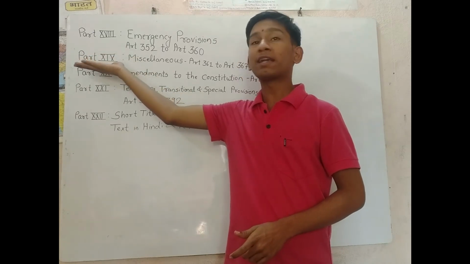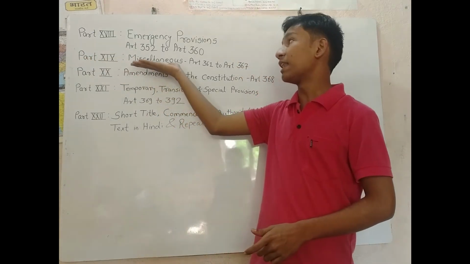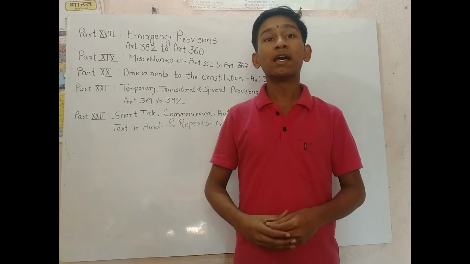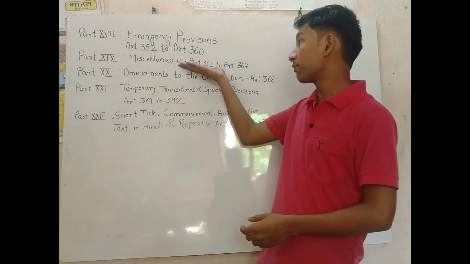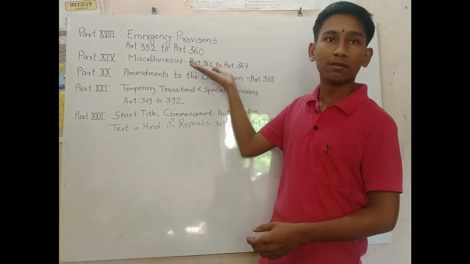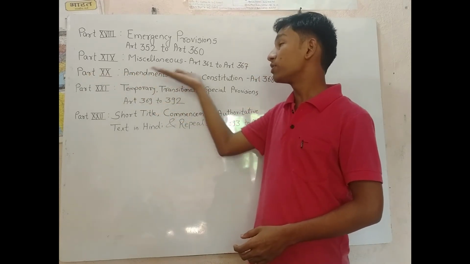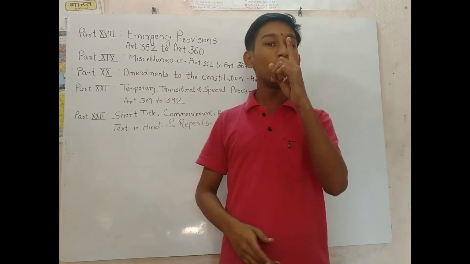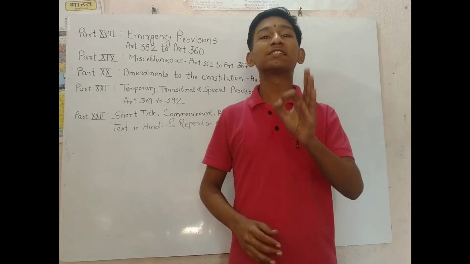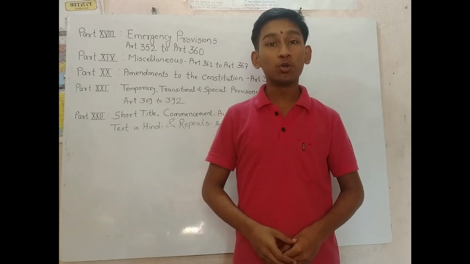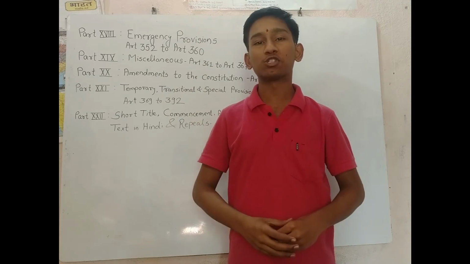Next, it's the Part 19th regarding the miscellaneous. All the miscellaneous articles are mentioned here in Article 361 to Article 367. Part 20 comes regarding the amendments to the Constitution. Only one article, Article 368, which has the power to change the whole Indian Constitution.